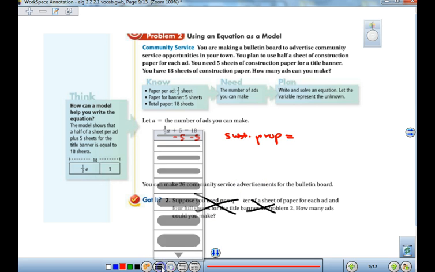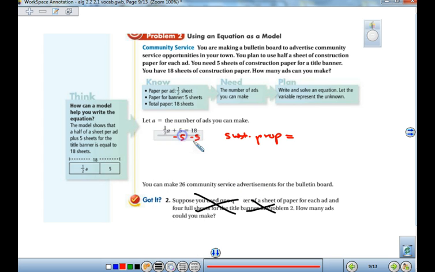So if I'm looking at the subtraction property of equality, I now am left with 1/2 A. Someone said, can I change it to a decimal? Nope. We start with a fraction, we end with a fraction. So 1/2 A, and now when we subtract, in this problem 18 minus 5, we get 13. So I have 1/2 times A equals 13. That was simplifying, right? So our justification was for simplifying.